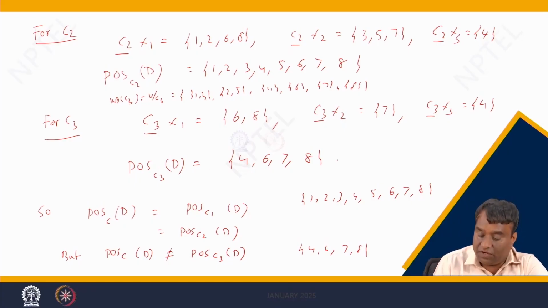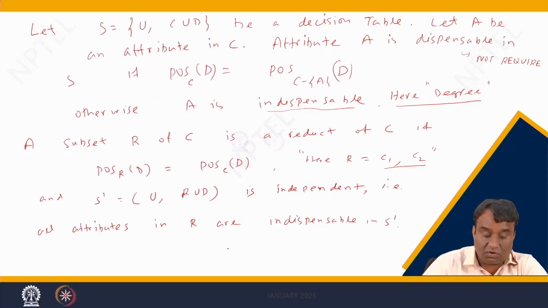6 7 8. So here the positive region with respect to C is equal to the positive region with respect to C1, which is also equal to the positive region with respect to C2. These are equal, but the positive region of U by D with respect to C is not equal to the positive region of U by D with respect to C3. So this is not equal.